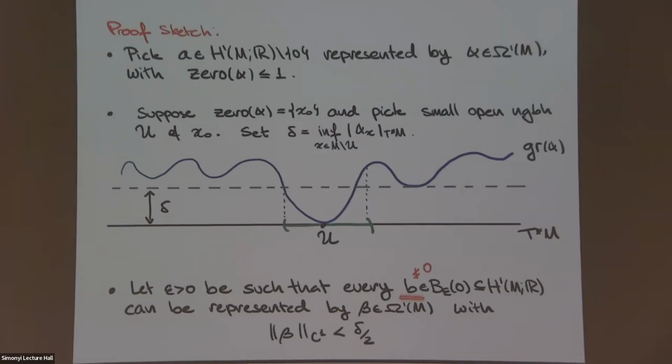Now you can find a small enough neighborhood of the origin, with the norm that we fixed in H^1, for which every non-trivial cohomology class can be represented by a one form whose C1 norm is small compared to this delta here. So their graphs are going to be something like this, right? Just by picking a small enough neighborhood of the origin.